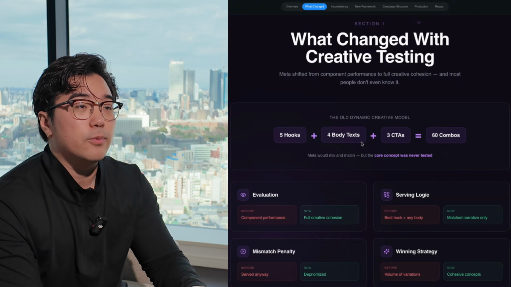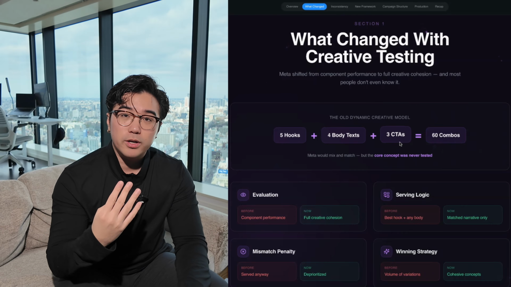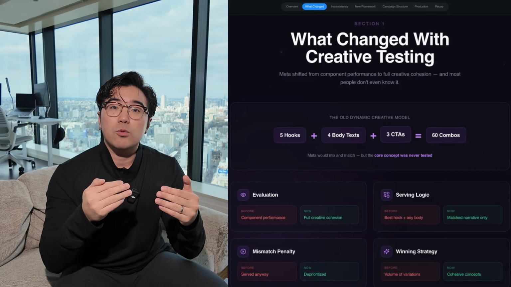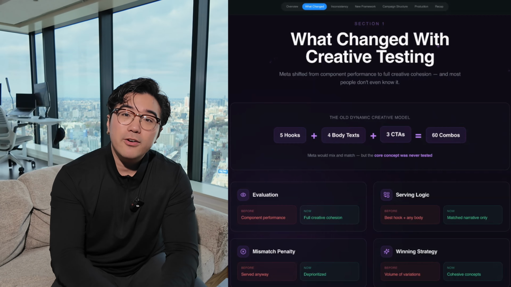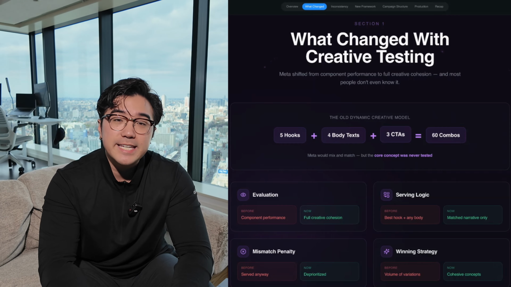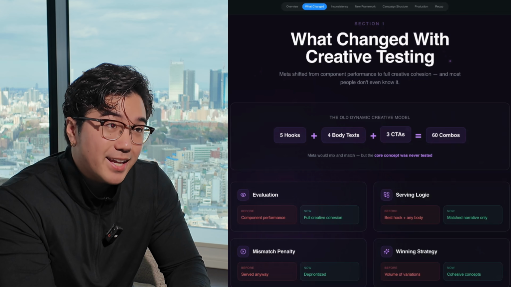Instead of manually creating 20 different ads, you load up 5 hooks and 4 primary texts, and Meta creates those combinations. 5 times 4 equates to 20. So you'd see 1 or 2 combinations dominate, and you'd get decent performance without having to manually build every single variation. But here's what most people didn't understand even back then.